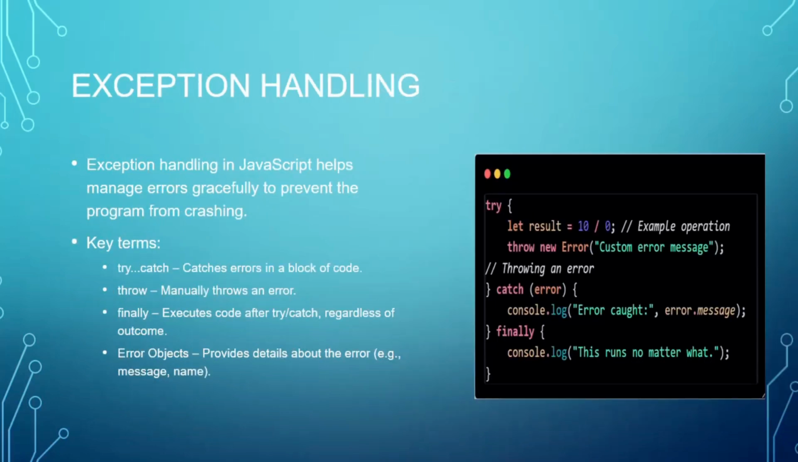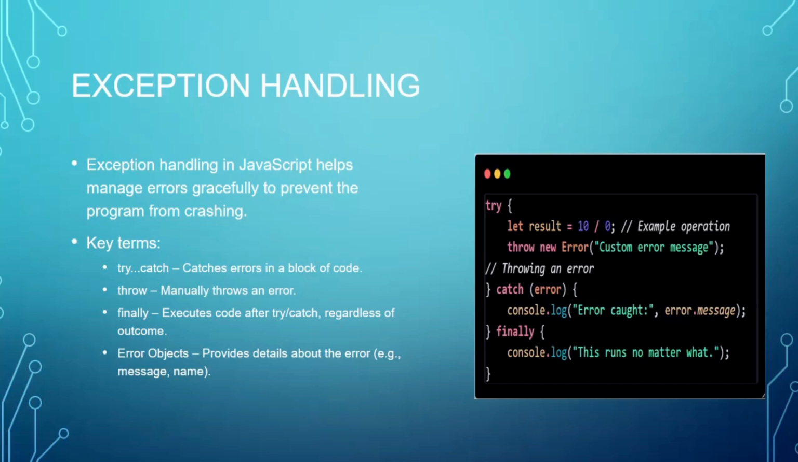In JavaScript, errors can occur at any time, but exception handling helps us manage them gracefully and prevent the program from crashing. JavaScript provides a structured way to handle errors using the try-catch statement. Try-catch. The try block contains code that might cause an error, and if an error occurs, the catch block handles it. Throw keyword. We can manually throw an error when needed. Finally block runs after try-catch whether an error occurs or not.